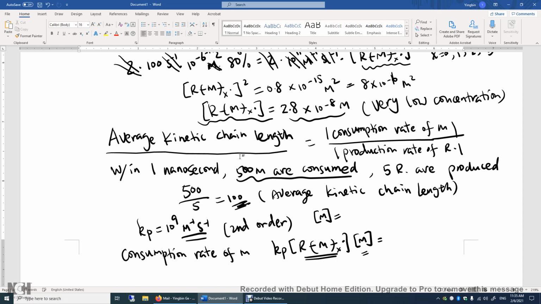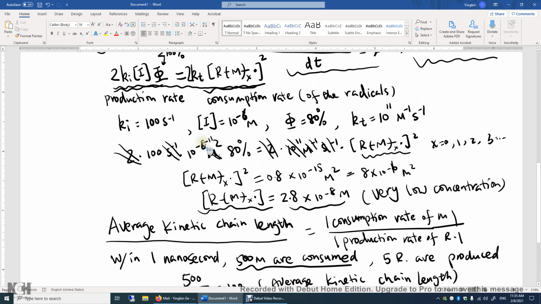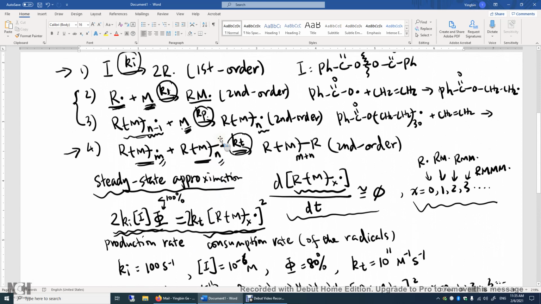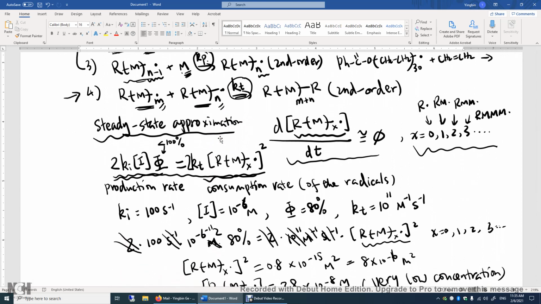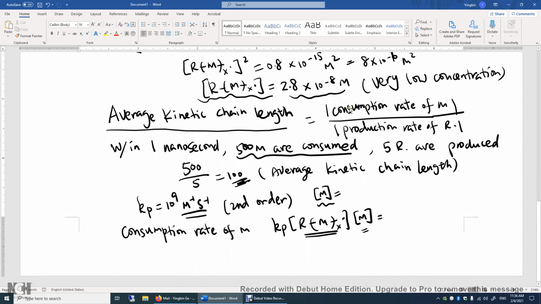The concentration of M is usually much larger than the concentration of the initiator. So here we assume the concentration of initiator is 10 to the power of negative 6 molar. It's a very small number. And now let's assume the concentration of M is maybe 0.1 molar, so it's much larger. And then we can do the calculation, 10 to the power of 9.